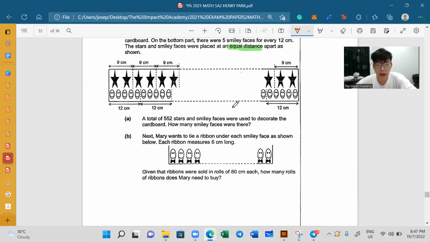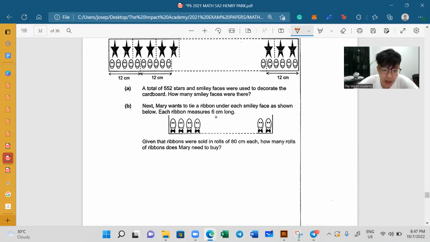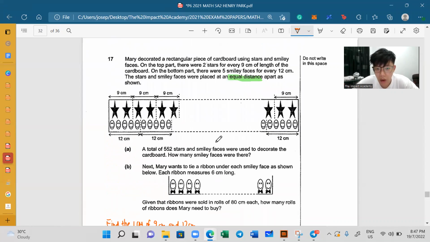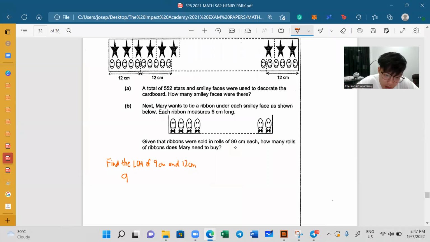So what I always encourage my students to do is to find them in sets. The first thing I'm going to do is to find the lowest common multiple of 9 cm and 12 cm. Why is that? Because over here it says equal distance, isn't it? So for every 9 cm, I will be able to see 2 stars. Agree? And for every 12 centimeters, I will be able to see 5 smiley faces.